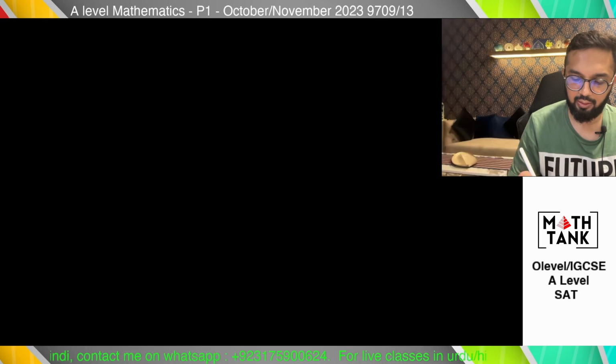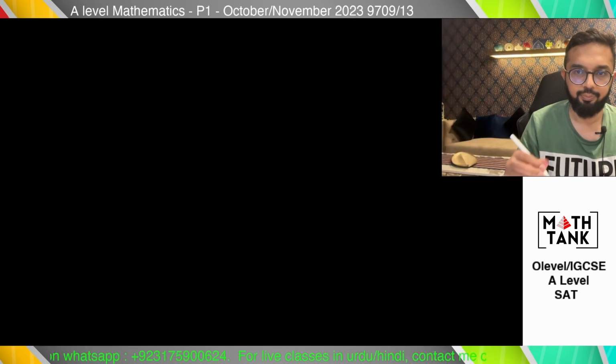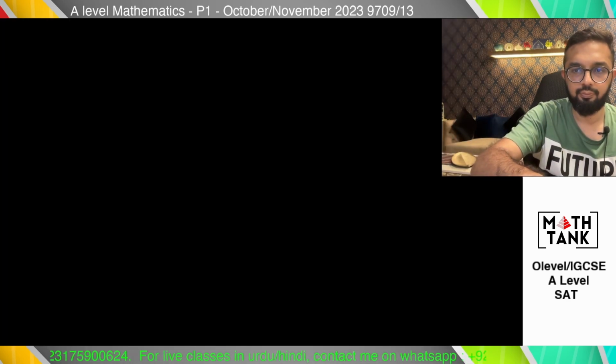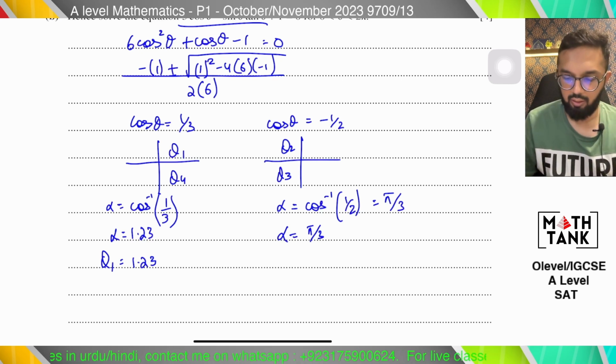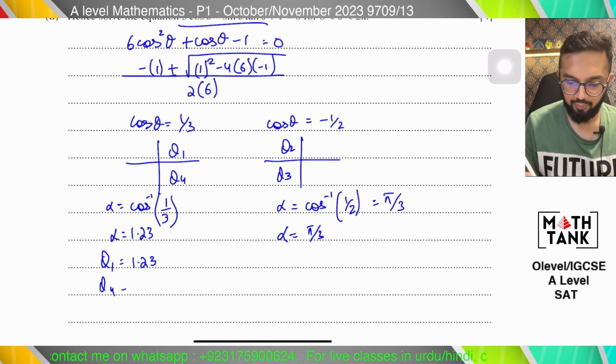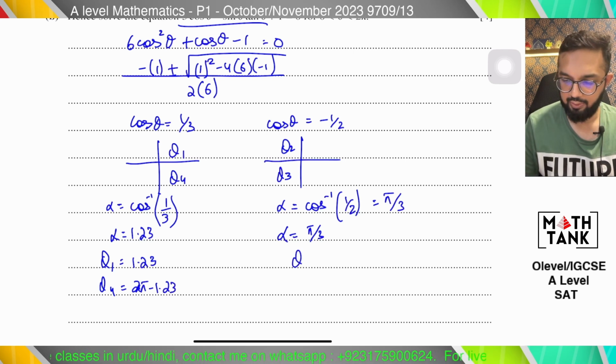Quadrant 1 is 1.23, and quadrant 4 should be 2 pi minus 1.23. Quadrant 2 is going to be pi minus pi/3, 2 pi/3. Quadrant 3 is going to be pi plus pi/3, which is 4 pi/3.